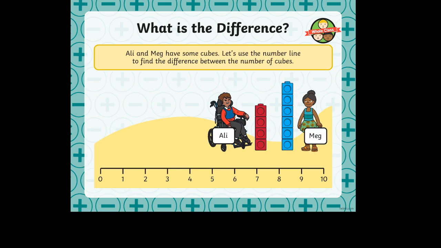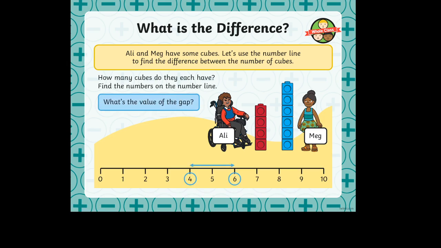Okay, let's see if you can work this one out. Ali and Meg have some cubes. Let's use the number line to find the difference between them. First of all, we need to know how many cubes Ali has and how many cubes Meg has. So let's count them together. 1, 2, 3, 4 for Ali, and 1, 2, 3, 4, 5, 6 for Meg. Let's mark those numbers on the number line, 4 and 6. And the difference is the value between them.